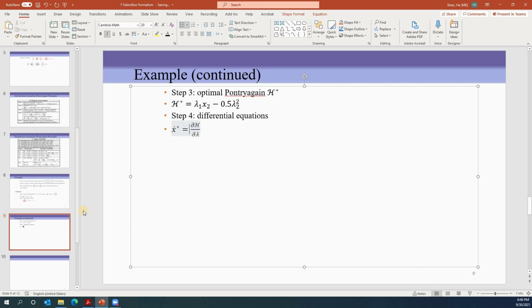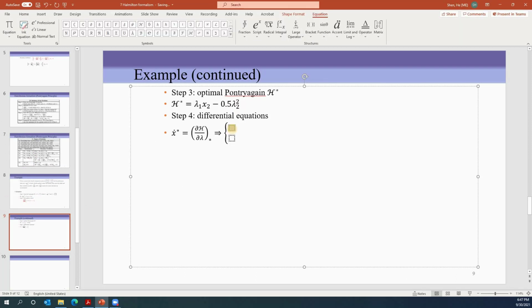And these are evaluated at the optimal states as well. This will give us 2 equations. The first equation is x1 dot is equal to partial h partial lambda 1, that will give us x2. And x2 dot is equal to partial h partial lambda 2. That will give us negative lambda 2. These are all in the optimal states.